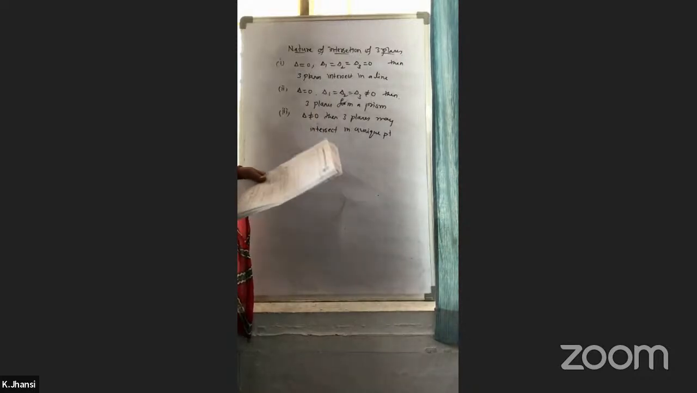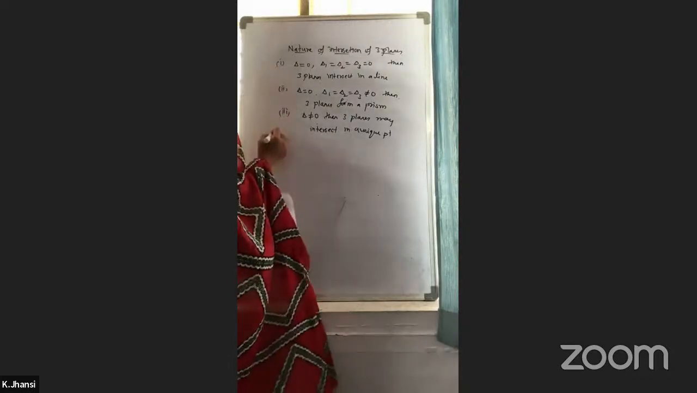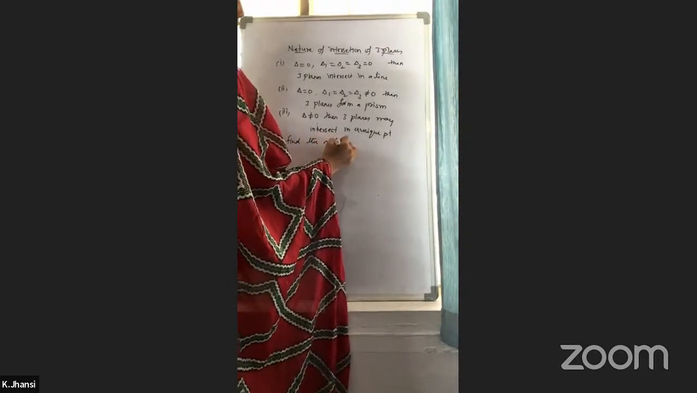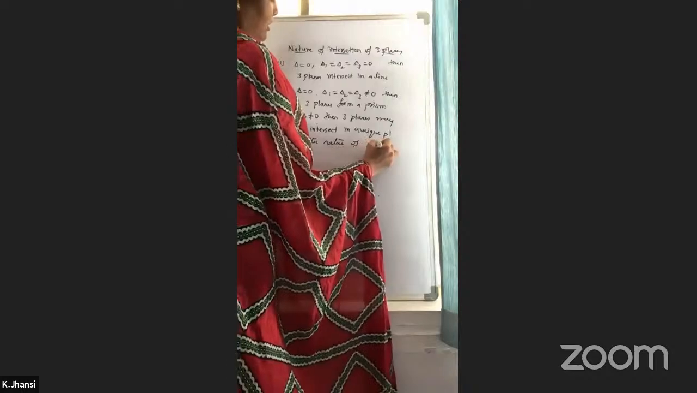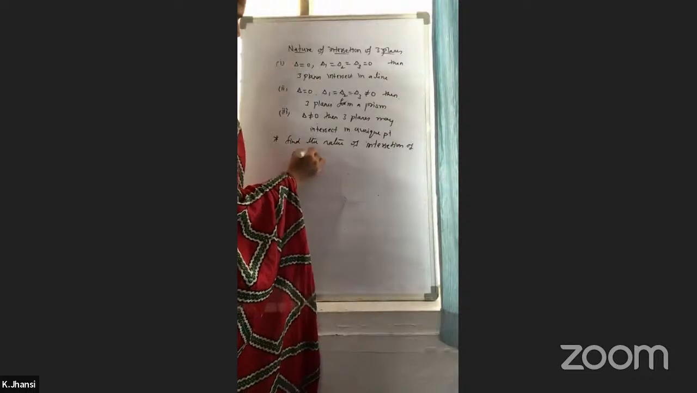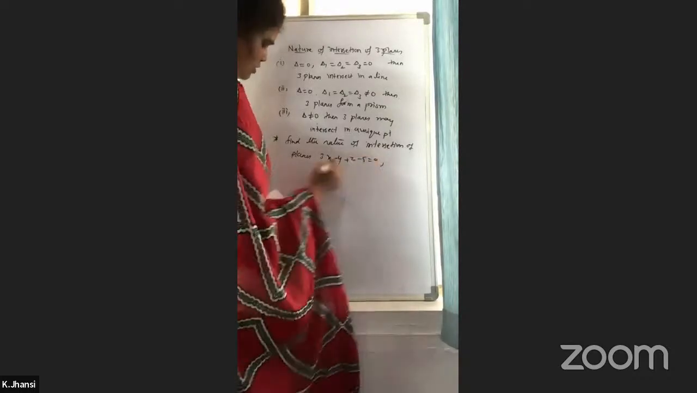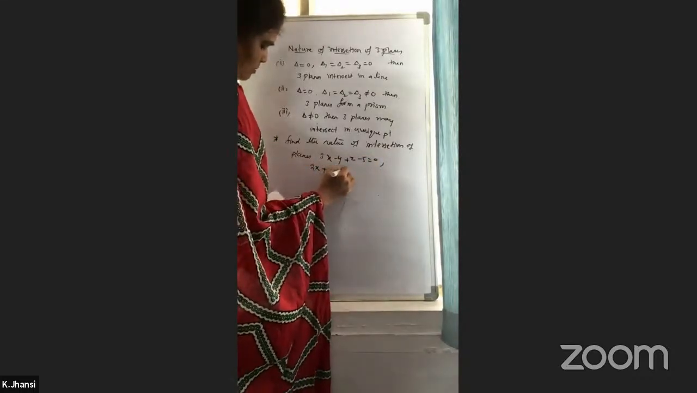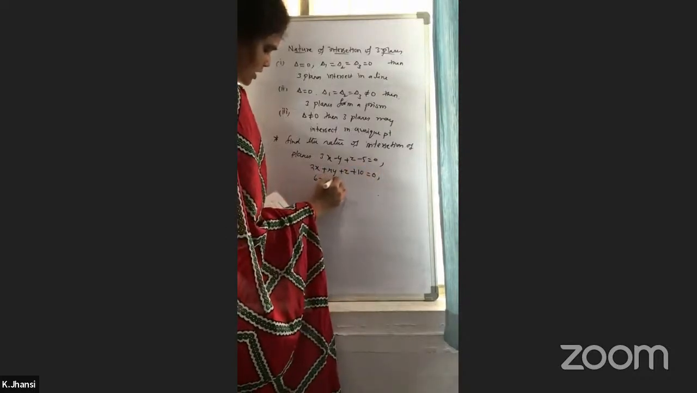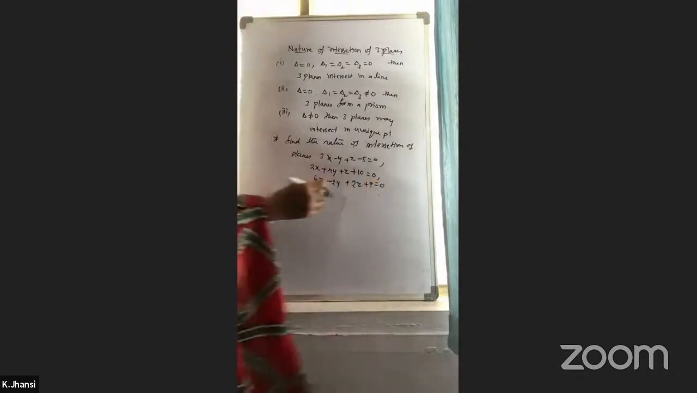A question will be from the MEQ, I am telling you: find the nature of intersection of the planes. Here the three planes are 3x minus y plus z minus 5 equals 0, 2x plus 4y plus z plus 10 equals 0, and 6x minus 2y plus 2z plus 9 equals 0.